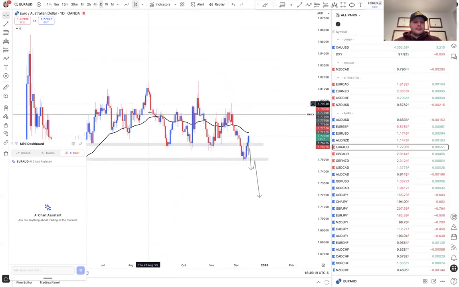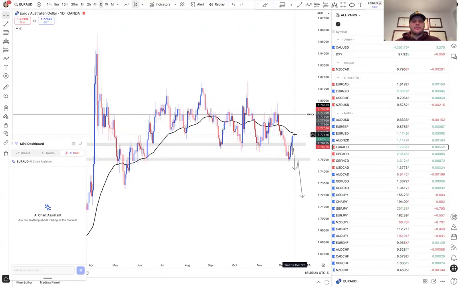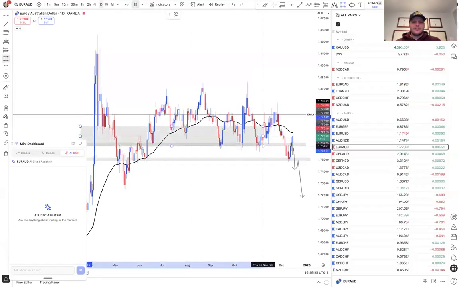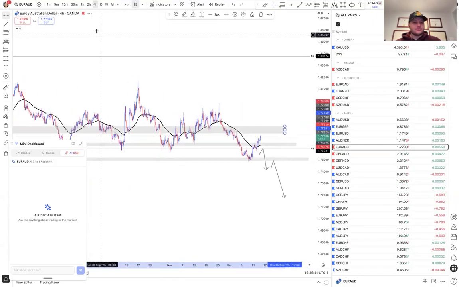Euro AUD completely disrespected the area of interest we have here, but you have another area of interest slightly above, which is this one right here. Okay. No, I lied. Is it this one? Structure, 1, 2, 3, 4, 5. Yeah, so it's 5 structures right there.